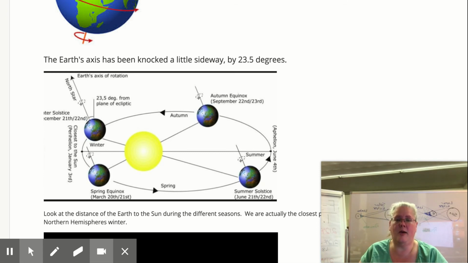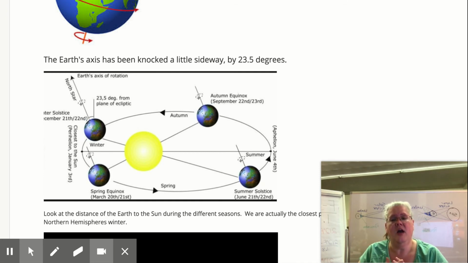And actually that wobble will eventually change it so that it will be summer in January and winter in June. But again, you've got about 14,000 years before you have to worry about that. So I don't think in our lifetime we'll have to really worry about the wobble affecting our seasons. But it does over long periods of time.